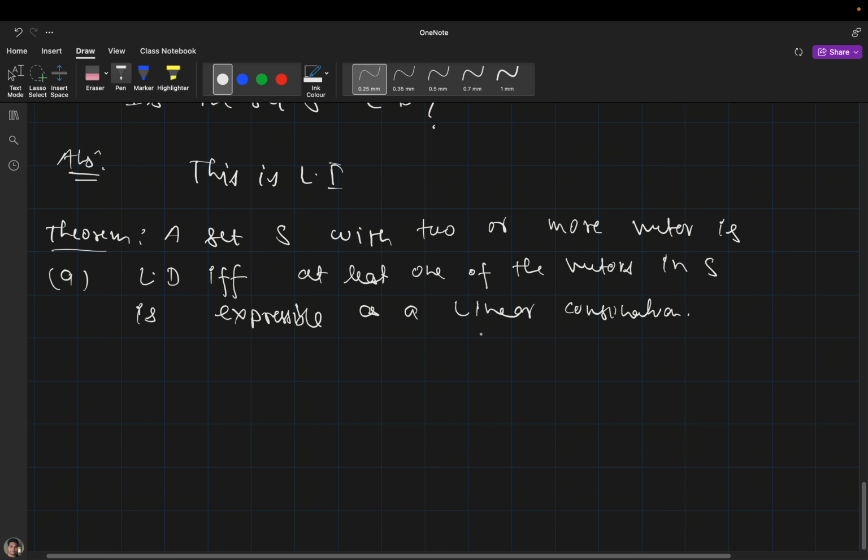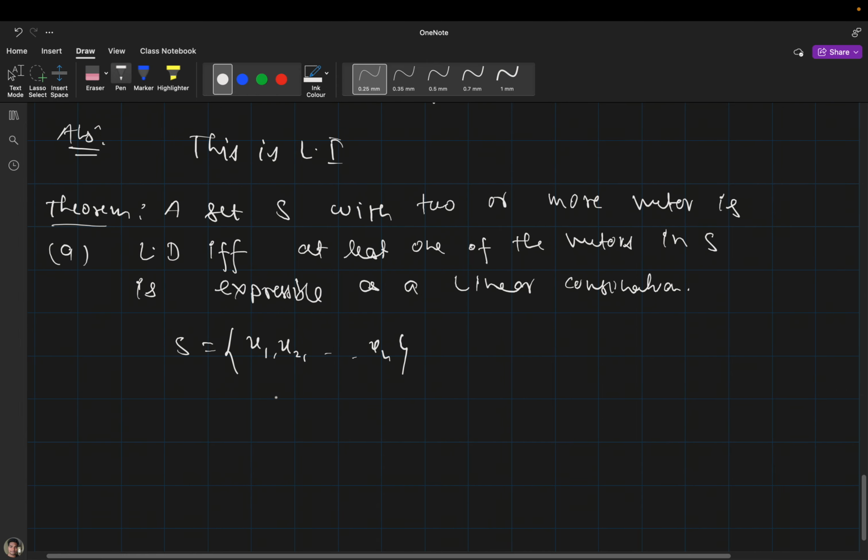What it is saying is, suppose you have the set S, that is V1, V2, Vn. Sir, if you don't mind, please explain that first step, a set S with two or more vectors. Do you want the explanation, or are you not getting the writing? I didn't understand the writing, sir. That's why I'm asking.